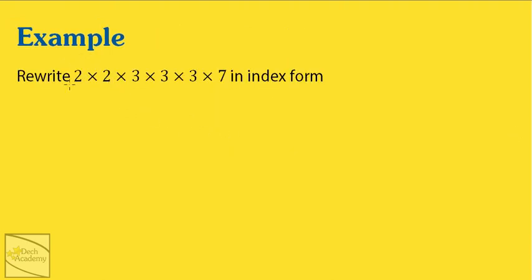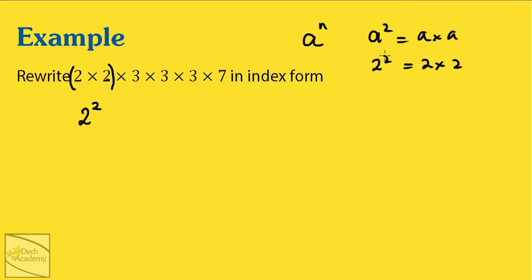So this example says rewrite 2 times 2 times 3 times 3 times 3 times 7 in index form. And index form simply means something of the form a to the n. In this case, what you should notice is that we have 2 times 2. Now this 2 times 2 component is the same thing as 2 squared. As you know, a squared is a times a. So 2 squared is 2 times 2. So you should be able to say, if 2 times 2 is 2 squared.